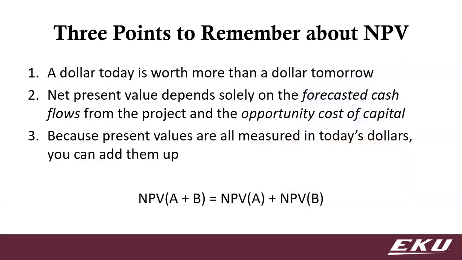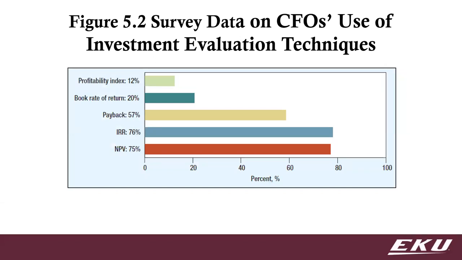Okay. As we're going through here, here are the points to remember about net present value. I'll let you read those on your own, but the truism at the bottom: the net present value of A plus B is equal to the net present value of A plus the net present value of B, right? We can separate out the cash flows and look at those independently, which helps us sometimes when we're comparing multiple projects.